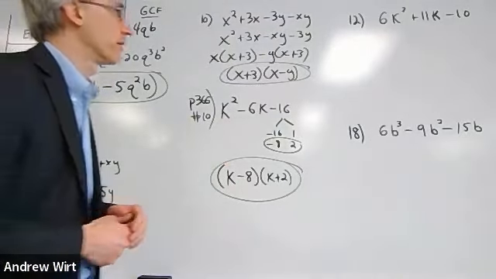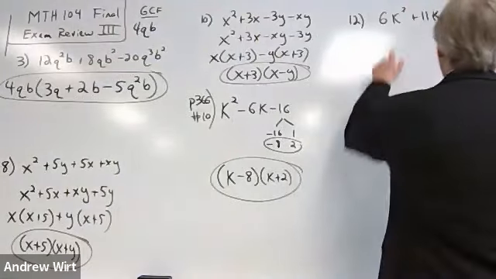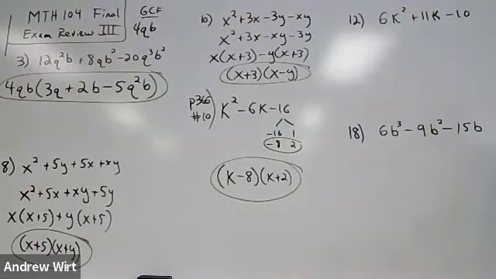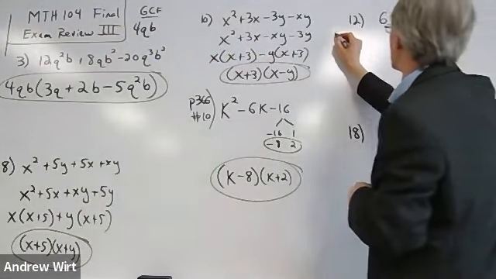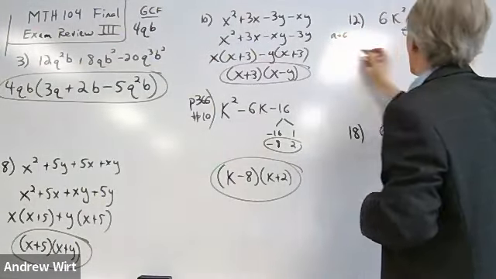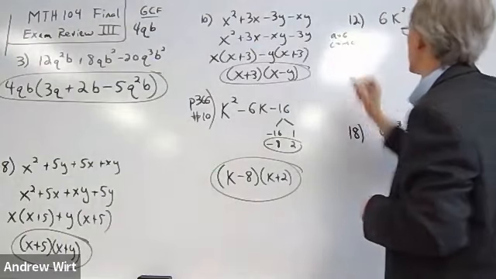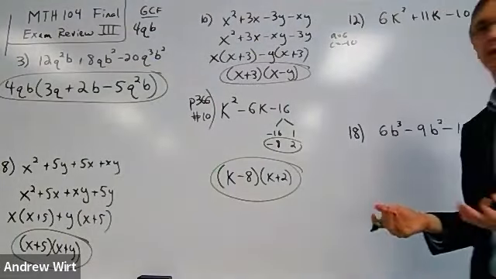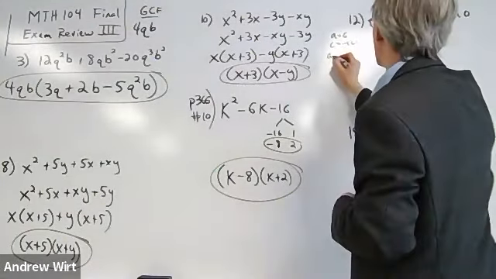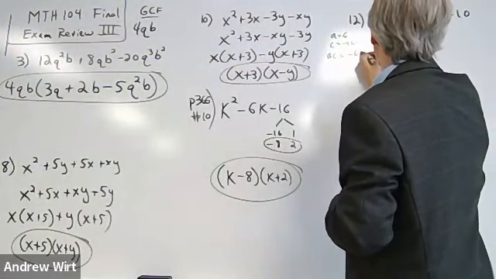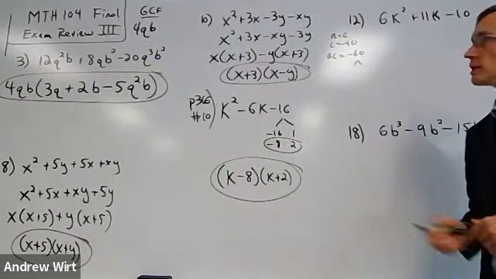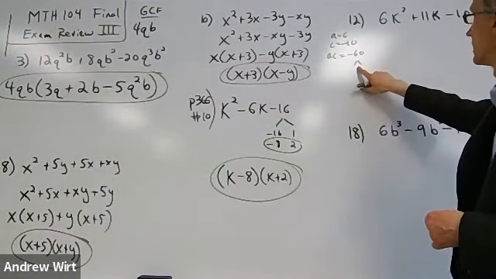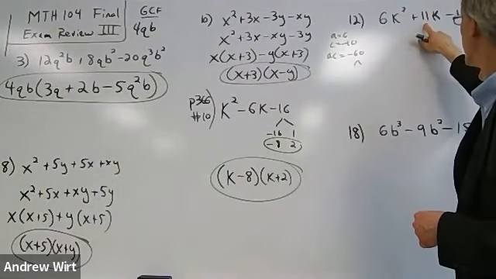Now, in the next one, we have an a not equal to 1 trinomial. So we're going to use the AC method for this one. So we'll take a, the value of a is 6. And c is negative 10. And we're going to multiply together a times c and get negative 60. All right, now we need two numbers to multiply to get negative 60, add to get 11.